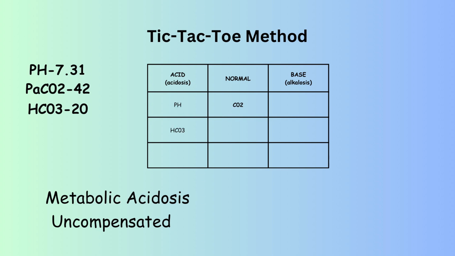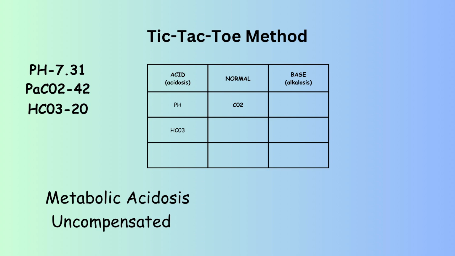Let's look at another example together. We have a pH of 7.31, which makes it acidosis. And then we have a PaCO2 of 42, which is within the normal range. And then we have HCO3 of 20. That shows it is a metabolic acidosis. And then because the PaCO2 is 42, which is within the normal range, there is uncompensation. So that makes it metabolic acidosis uncompensated.